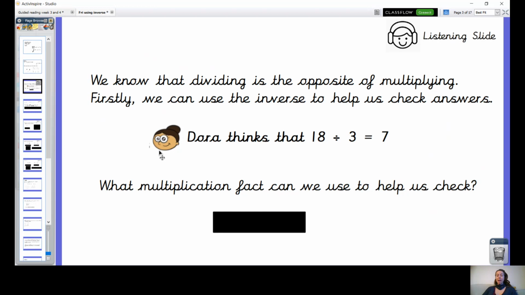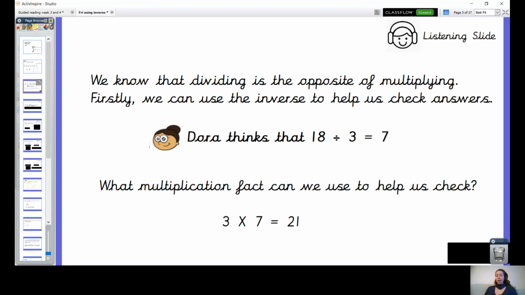Dora thinks that 18 divided by 3 is 7. Now, you might know straight away whether she's right or wrong. However, today we are going to be using the inverse to show that we know how to do it. So what multiplication fact can we use to help us check this? So Dora thinks that 18 divided by 3 is 7. Thinking about the fact family we just did, using those numbers, what multiplication fact could we do to check the answer? Just have a think and pause the video.